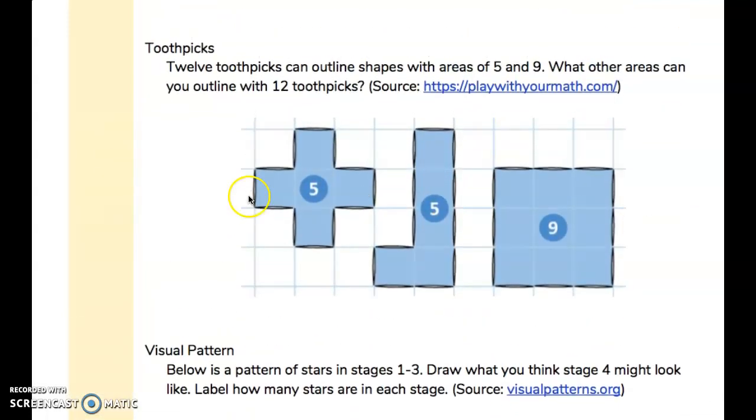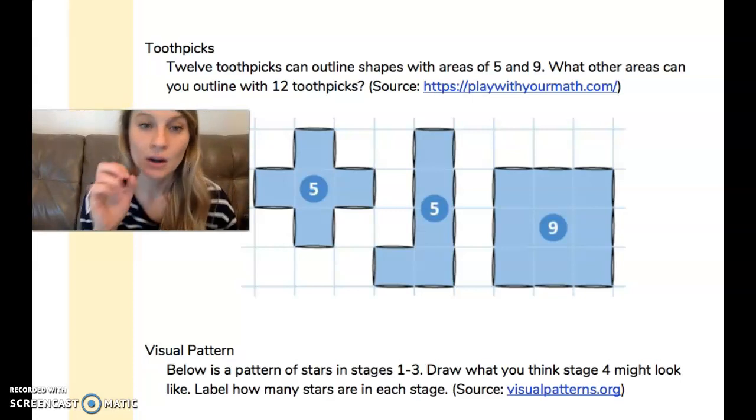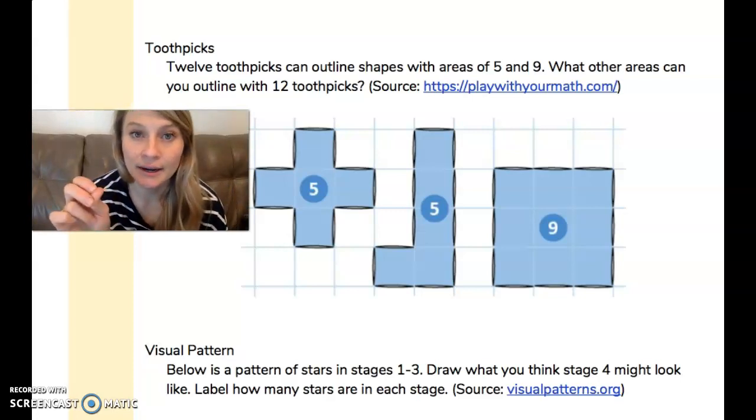Let's look at these toothpicks together. Here's the problem. 12 toothpicks can outline shapes with areas of 5 and 9. What other areas can you outline with 12 toothpicks? Now I want to stop and think for a second here. What does it mean when I say the area? Remember, the area is the inside.